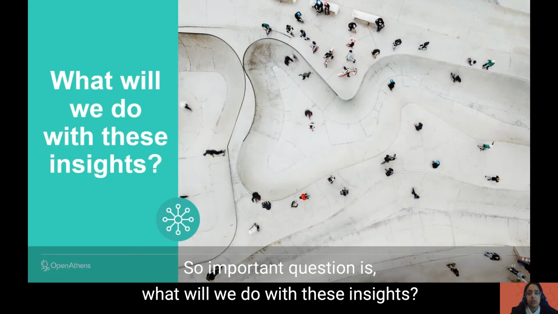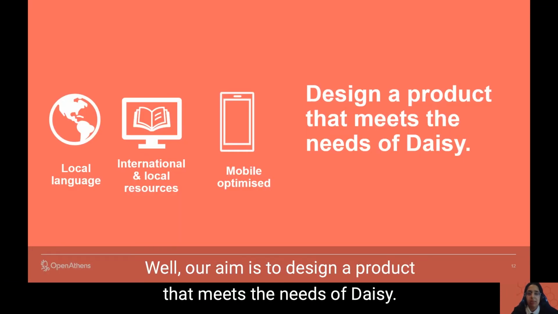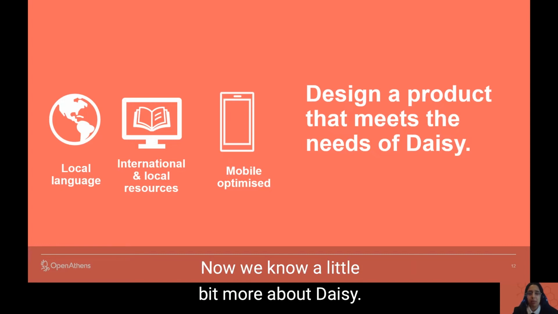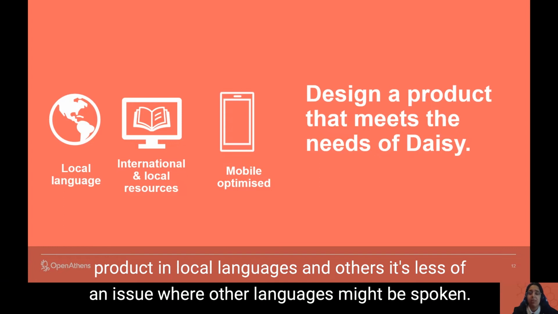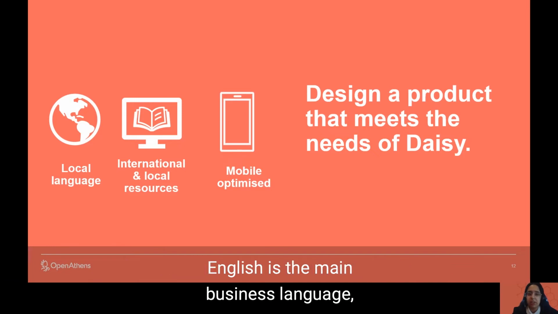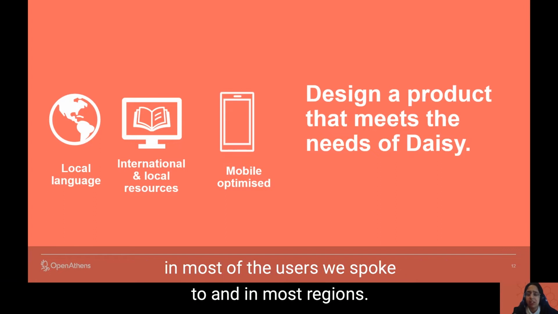So an important question is, what will we do with these insights? Well, our aim is to design a product that meets the needs of Daisy. Now we know a little bit more about Daisy, and in some regions there's a need to have a product in local languages. In others it's less of an issue, where other languages might be spoken but English is the main business language. There's a need for patrons to access both international and local resources in most of the users we spoke to and in most regions.